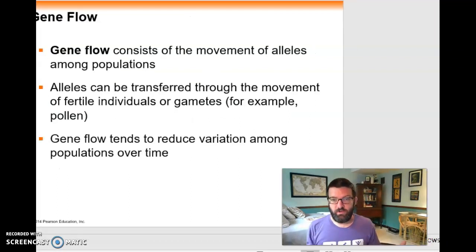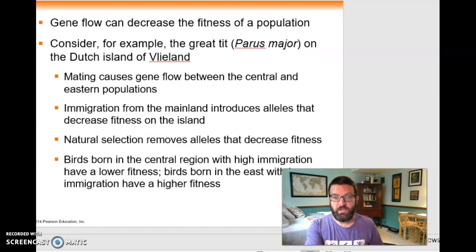Our next driver of evolution in populations is gene flow, or the movement of alleles between populations. And this can happen when fertile individuals end up migrating out of one habitat into another, or between one population and another. And this can affect the fitness of a population either positively or negatively. So in this case, it's going to impact the population negatively.